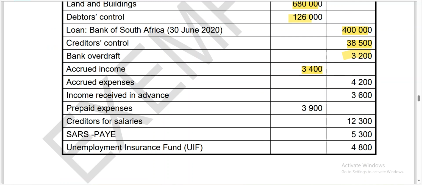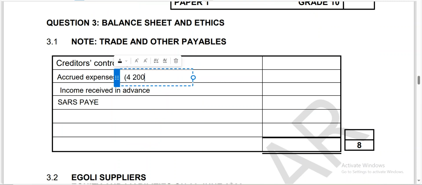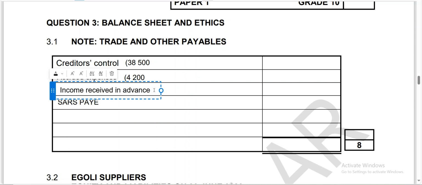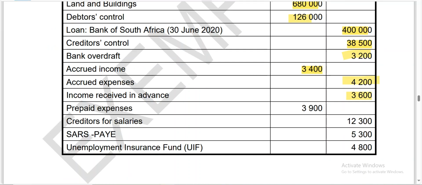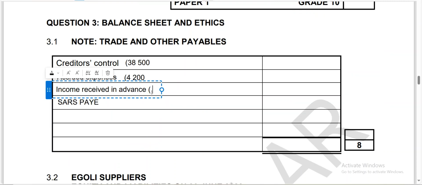And then after that we have income received in advance for 3,600, so this 3,600 will come here. Then you automatically start collecting marks for these transactions without going to the adjustment. So remember, our income received in advance is 3,600, so I'm going to write it here.